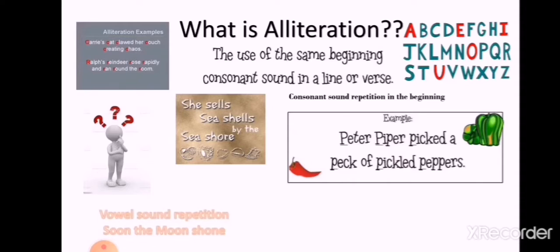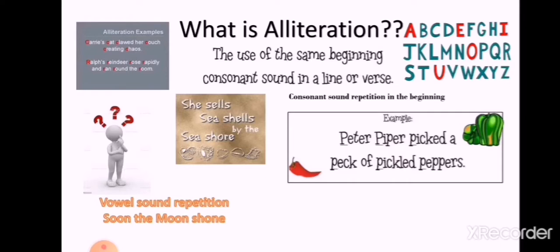Which sound is being repeated? The first sound. Now, there's something called a vowel alliteration, which I usually don't expect my students to write because it confuses them. What they tend to do is they use the vowel sound in the beginning like the consonant sound. But remember, the vowel sound, for it to be known as an alliteration, will come in the middle of the word. For example, soon the moon shone. Here the oo sound is in the middle of your word. So, not the beginning.